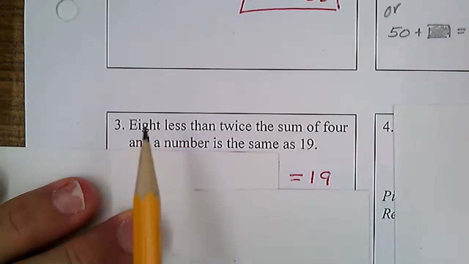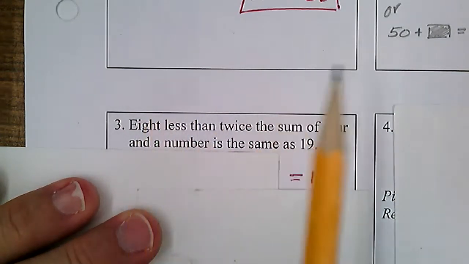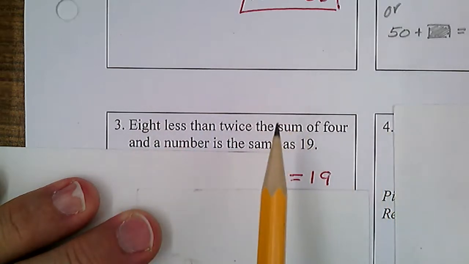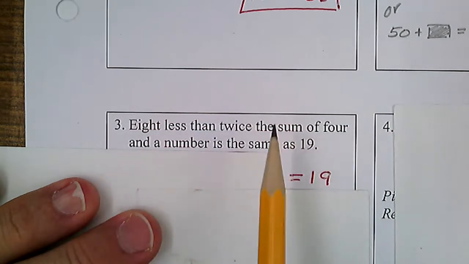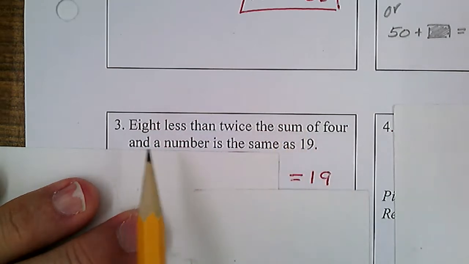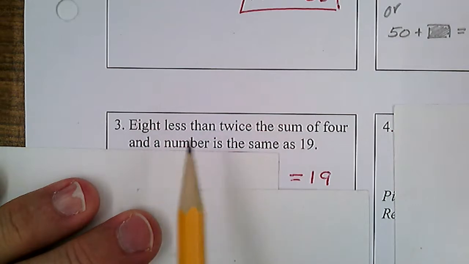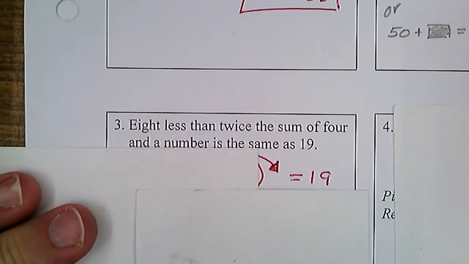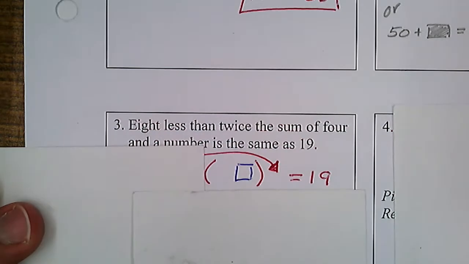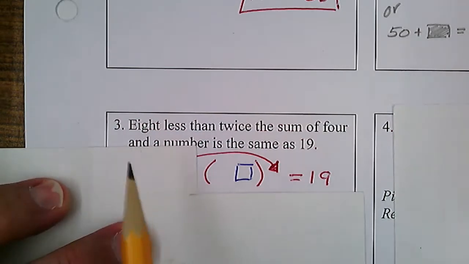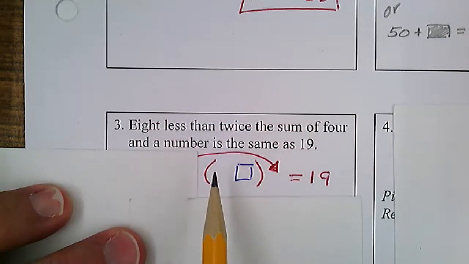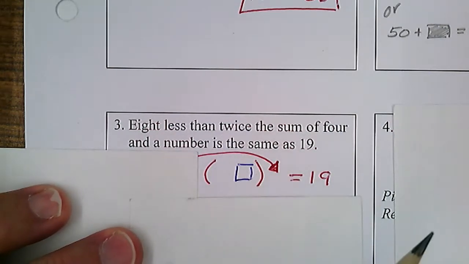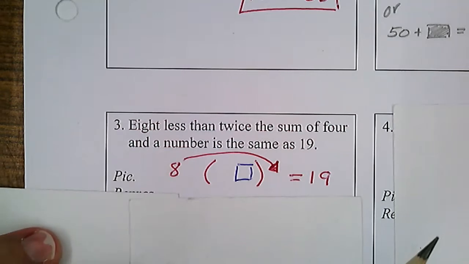Now 8 less than, so we know that that's going to go to the back of something. But let's go to this VIP word right here: the sum of 4 and a number. So we have a private party of 4 and a number, so 4 plus a number. We need a variable. Remember, we said that the 8 less than is going to go to the back of something. Our private party is going to be 4 and a number, and then we want to multiply by 2.